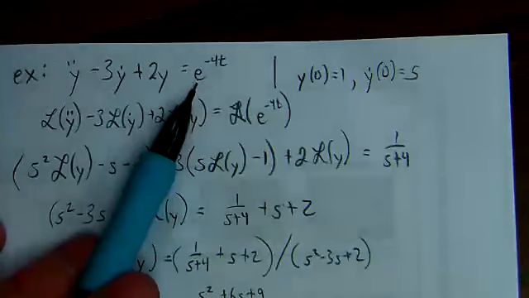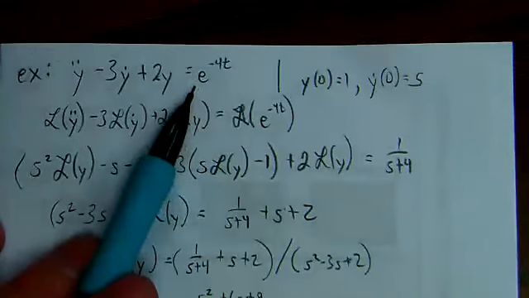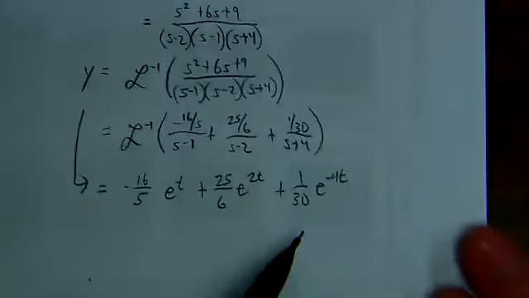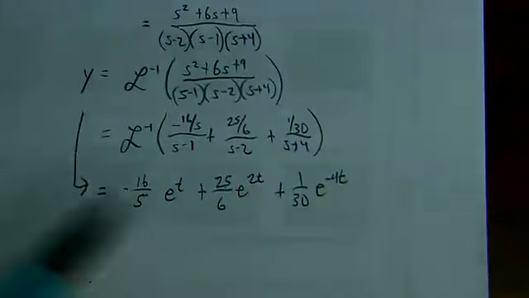Looking at the forcing term, the right-hand side, I ended up with an e to the negative 4t, which means my guess would have been A e to the negative 4t. And look at that, I've got a constant times e to the negative 4t. So this at least makes sense given the problem.